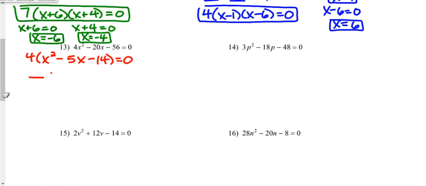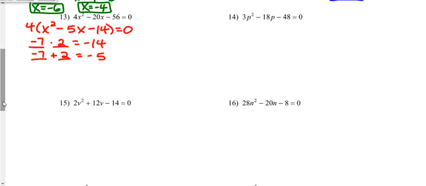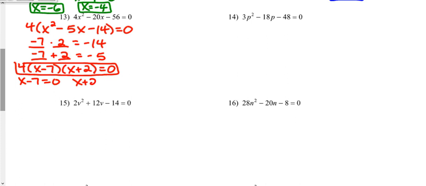So let's look for numbers. Make sure you use the new A, B, and C. So numbers that multiply to negative 14, add to negative 5. Those numbers would be negative 7 and 2. So we can use the shortcut. A value is 1. So, don't lose your 4 on the outside. There's your factored form. And then you can set each of your factors equal to 0 and solve. So this would be x equals 7, and this would be x equals, if I subtract 2, negative 2.